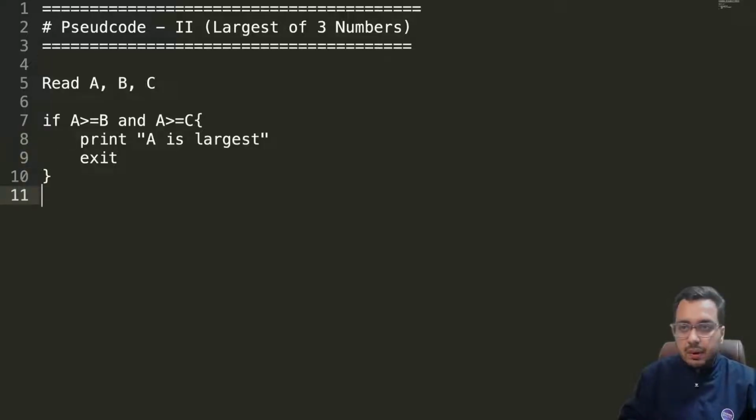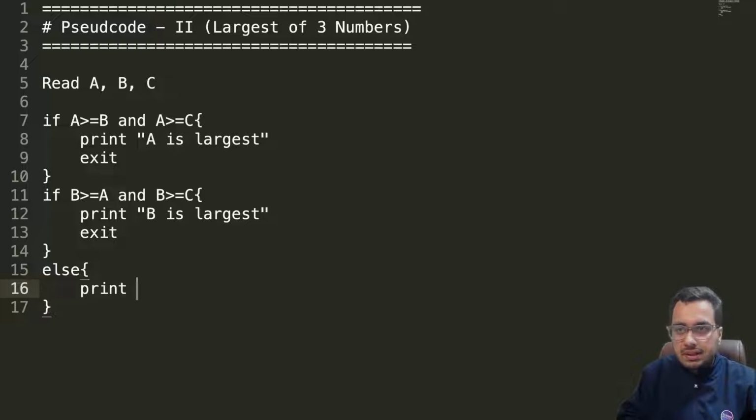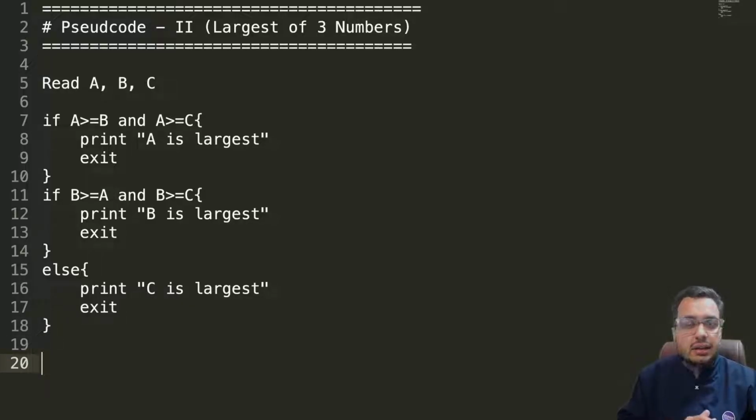The other direction could be if A is not the largest, then we will check for B. If B is greater than or equal to A and B is also greater than or equal to C, then we can say, okay, print B is the largest and then we exit. We will stop. Otherwise, if this is not the case, then we will say, okay, print C is the largest and we will exit. That's it. That is how we can write the pseudocode for finding out the largest of three numbers.